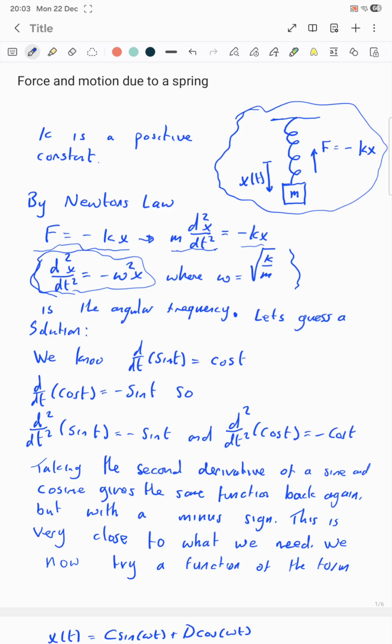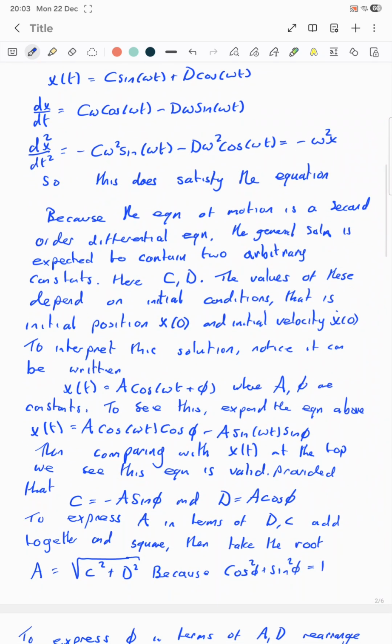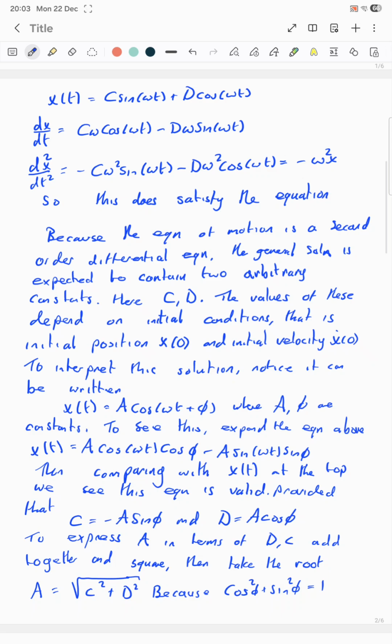We now try a function of the form x of t equals c sine omega t plus d cosine omega t, and we take its derivatives again likewise, which gives negative omega squared x, which is what we had initially. So this does satisfy the equation.